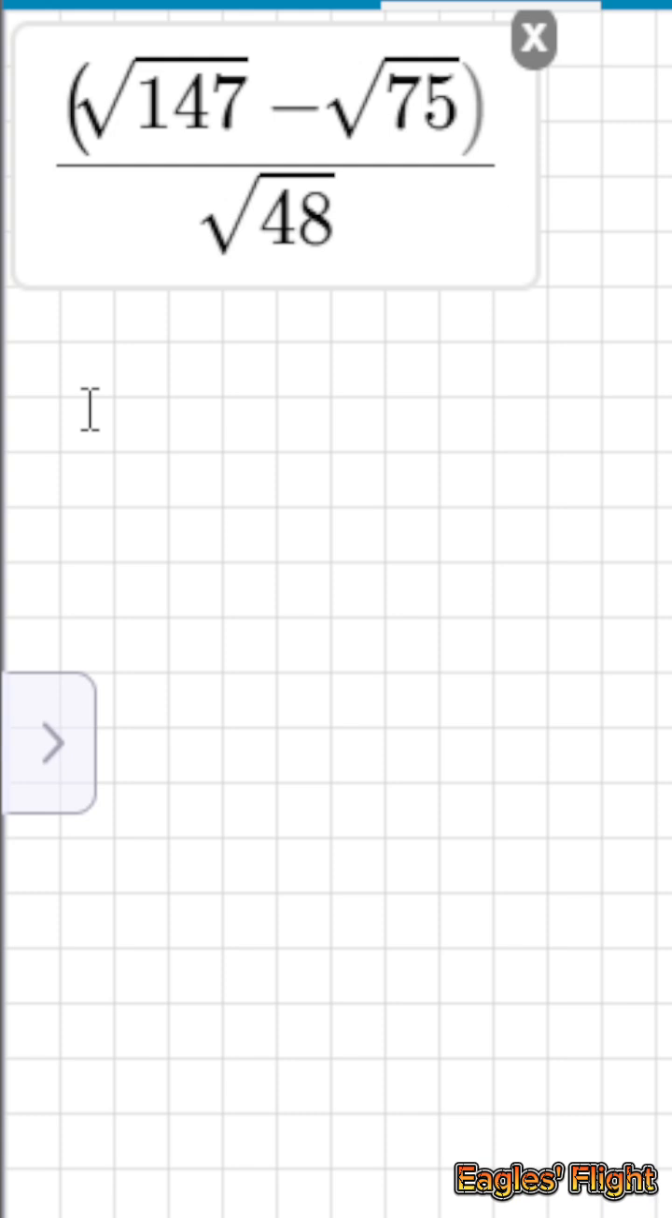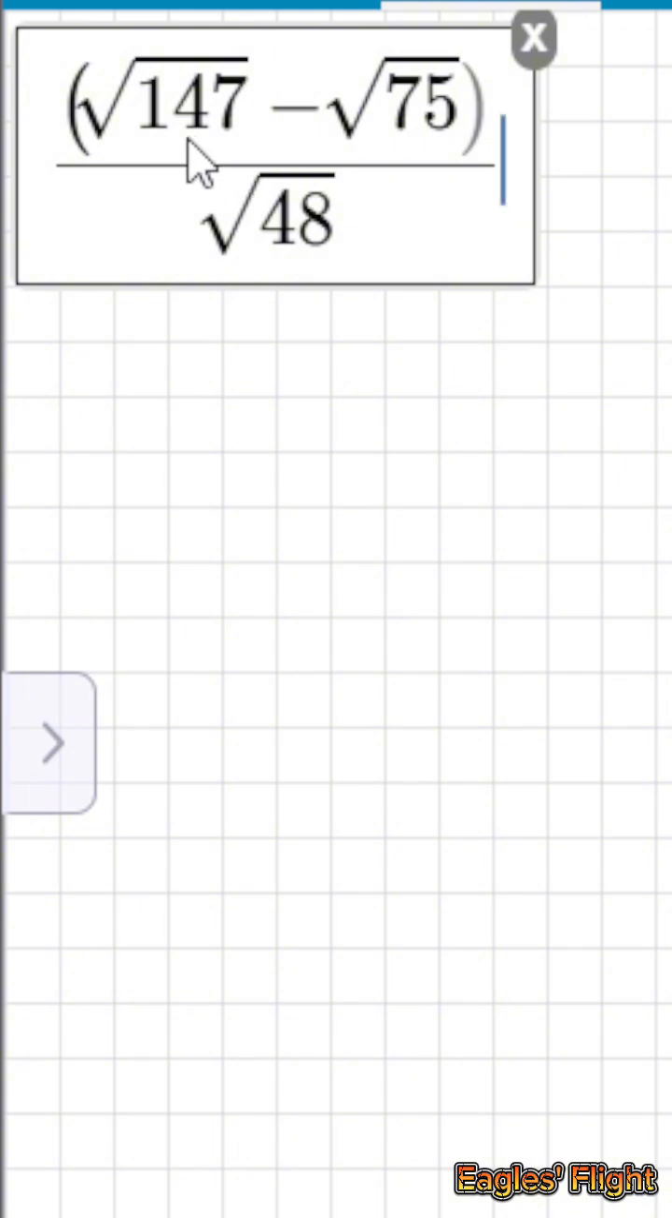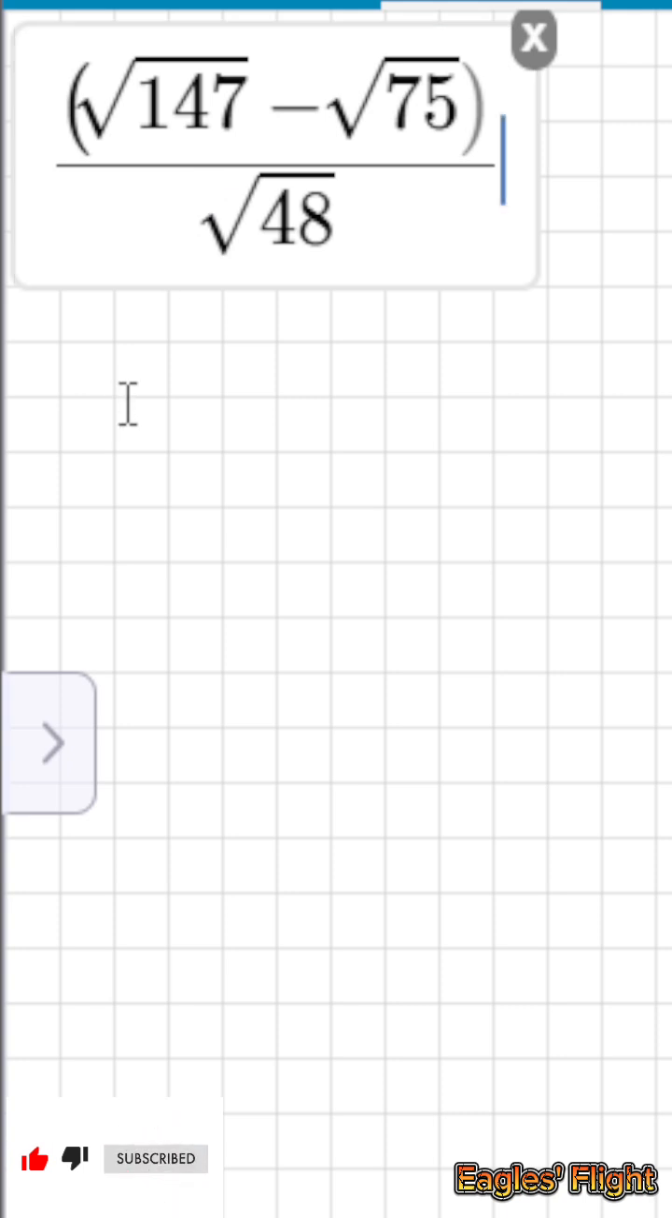And when you're doing that, you look out for two factors that when you multiply them give the number under the root sign. However, one of the factors must be a perfect square. You may want to ask, what is a perfect square? A perfect square is a number that when you find its square root gives a whole number.